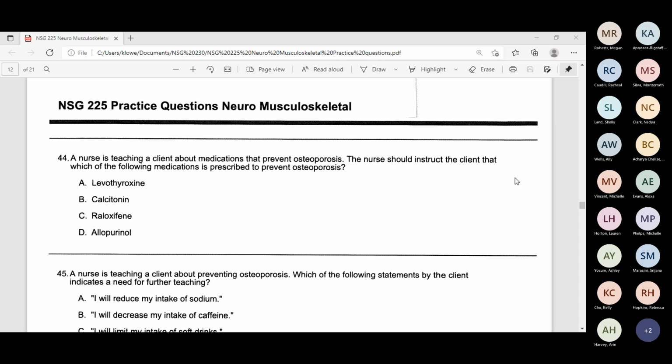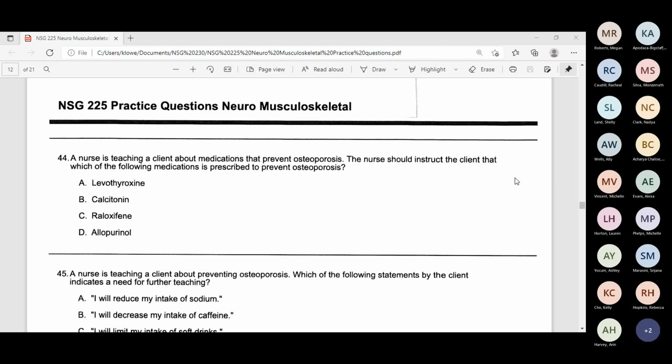A nurse is teaching a client about medications that prevent osteoporosis. The nurse should instruct the client that which of the following medications is prescribed to prevent osteoporosis. Is it B? It's actually C. And so probably hadn't talked about too many of these. Raloxifene is prescribed for the prevention and treatment of osteoporosis.